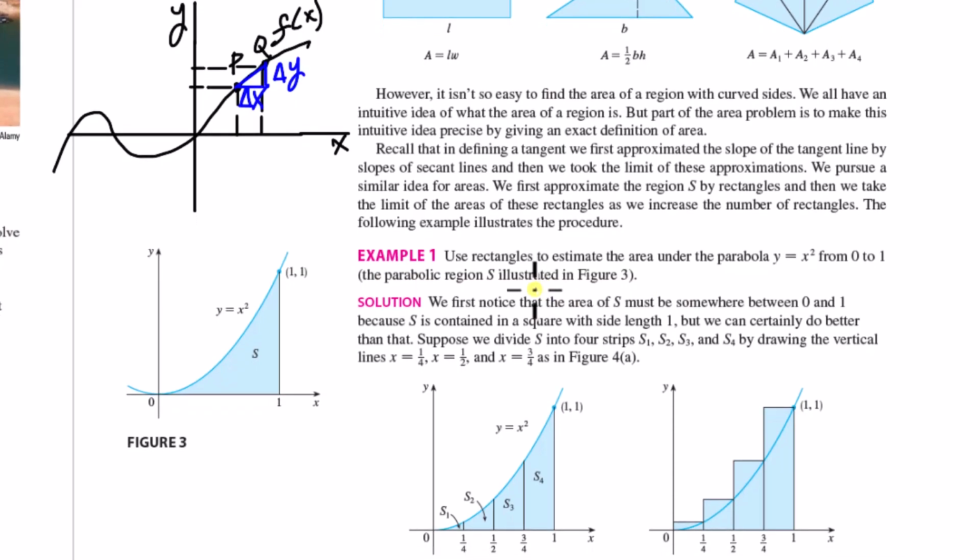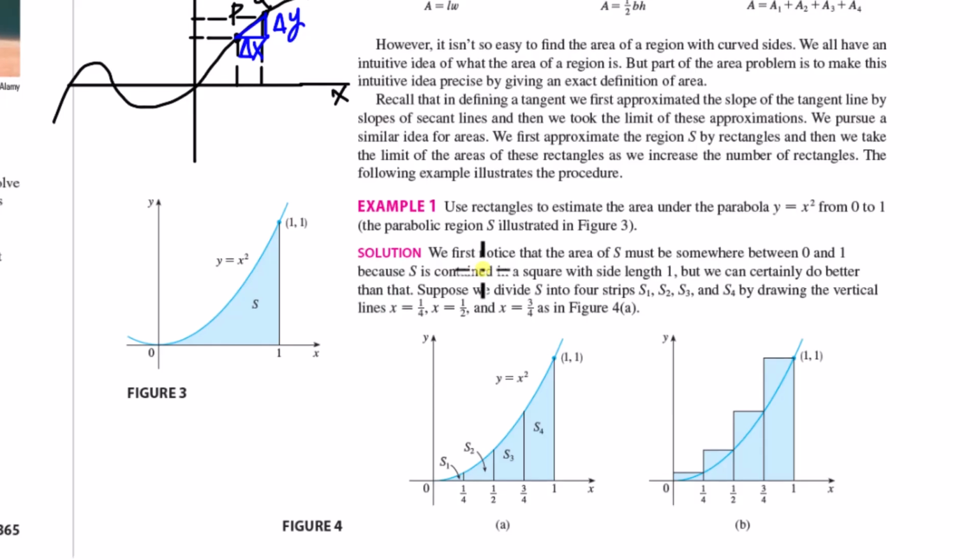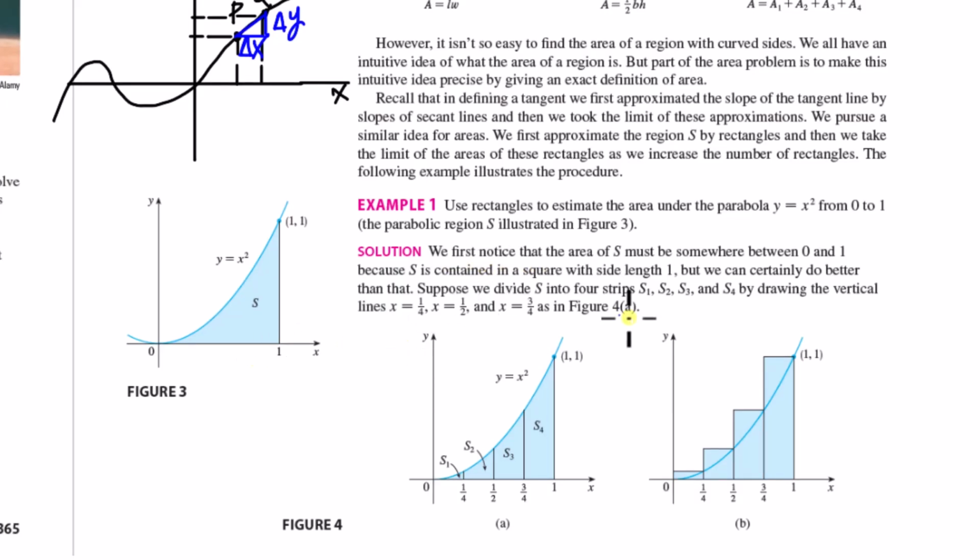Okay, so they start with the absolute simplest approximation by saying that this area S must be somewhere between 0 and 1 because S is contained in a square with side length 1. So if we say, okay, let's just make a rectangle, in this case it's going to be a square, that has side length just equal to the entire x-axis range of the region, so that's just equal to 1, well, then the area of this square, we could call our first estimate.